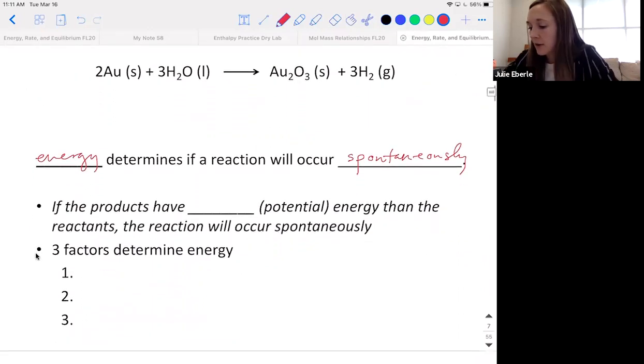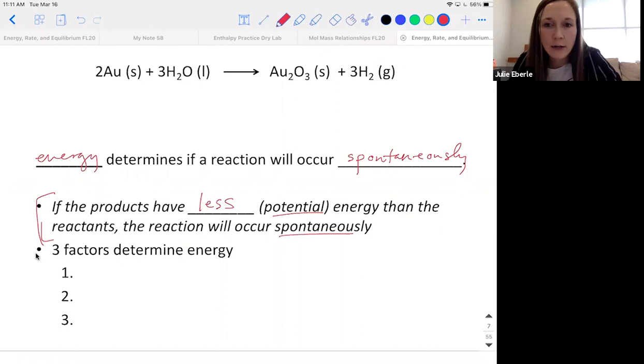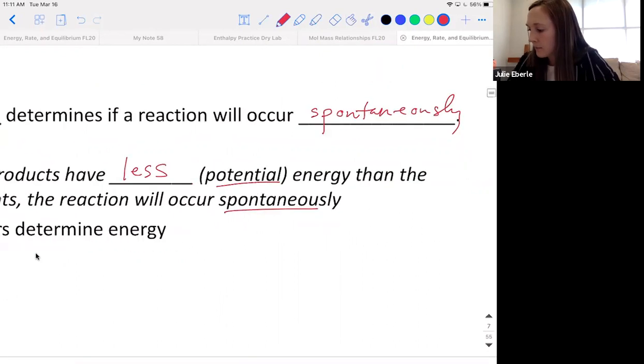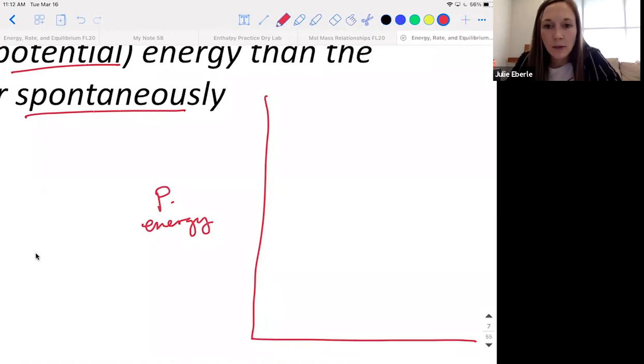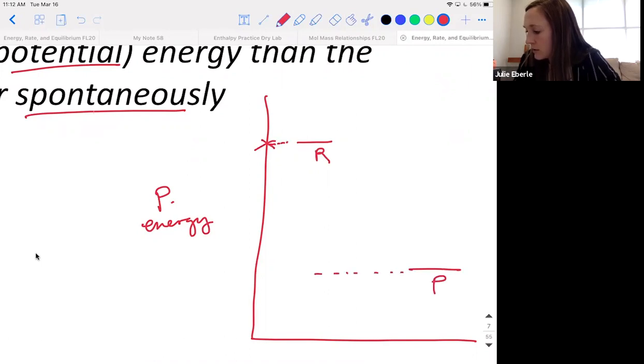Okay, now this next statement is also pretty key. If the products have less potential energy, there's our word potential, than the reactants, the reaction will occur spontaneously. Okay, so I want to draw an energy diagram to give you a visual to help you understand this. I'm going to zoom in on the corner, but I'll zoom back out in a minute. So we have some sort of energy diagram, and potential energy is our y-axis. Let's say we have a reaction, and our reactants have this amount of energy. And our products have this amount of energy. So I'm going to put P for products. So clearly you can see the energy level of the products is lower, less.